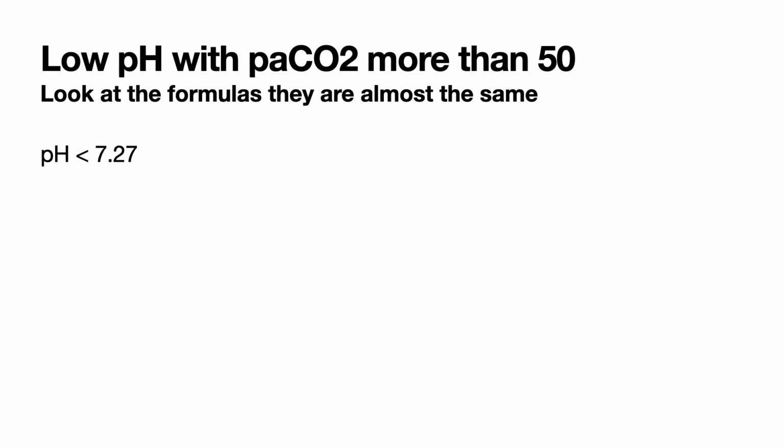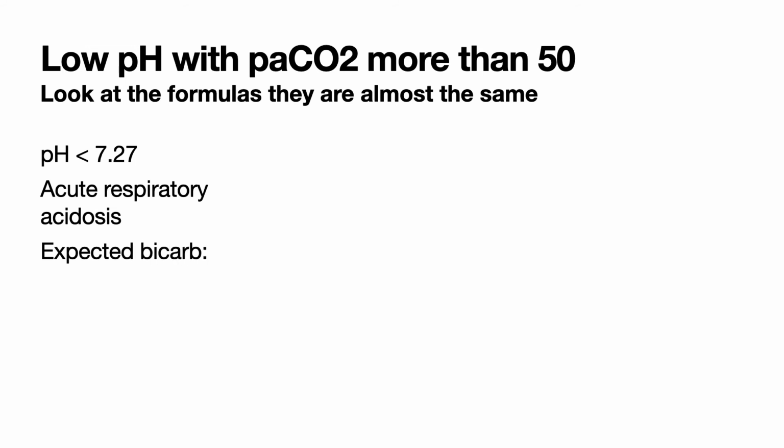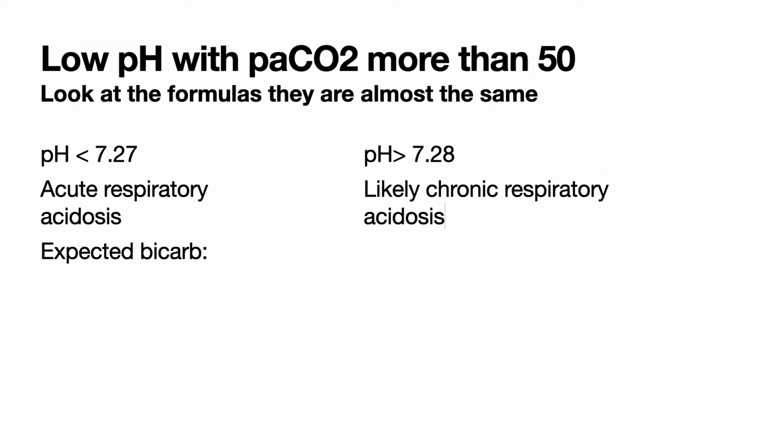A pH less than 7.27 will tell you that there is acute respiratory acidosis, and you would like to know what the expected bicarb is. So how is the kidney fighting against this? When you have a pH more than 7.28 and PaCO2 more than 50, you will say this is likely chronic respiratory acidosis.